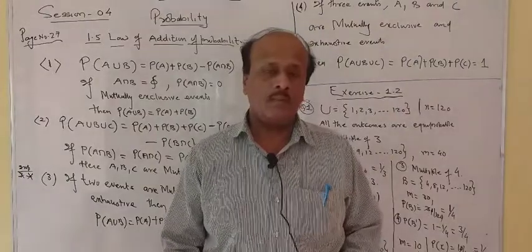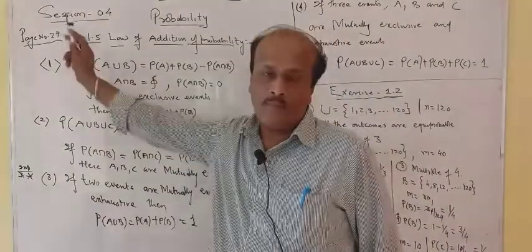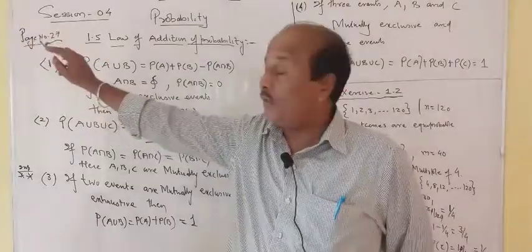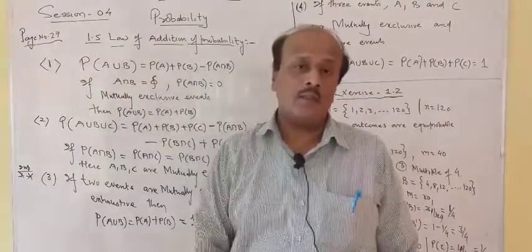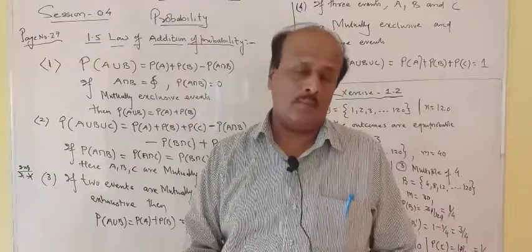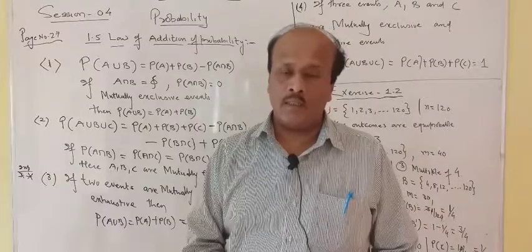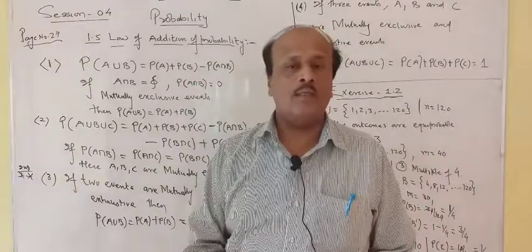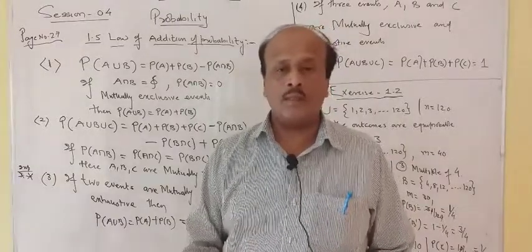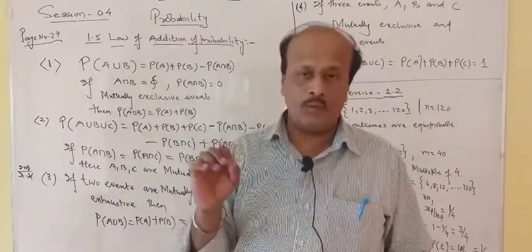There are some important laws on page number 27, article 1.5, and these laws are very important. Many questions related to this come in the board exam, and there are many examples also. I think there are 15 to 20 examples depending upon these laws. So first of all, one by one I will be telling you the laws.